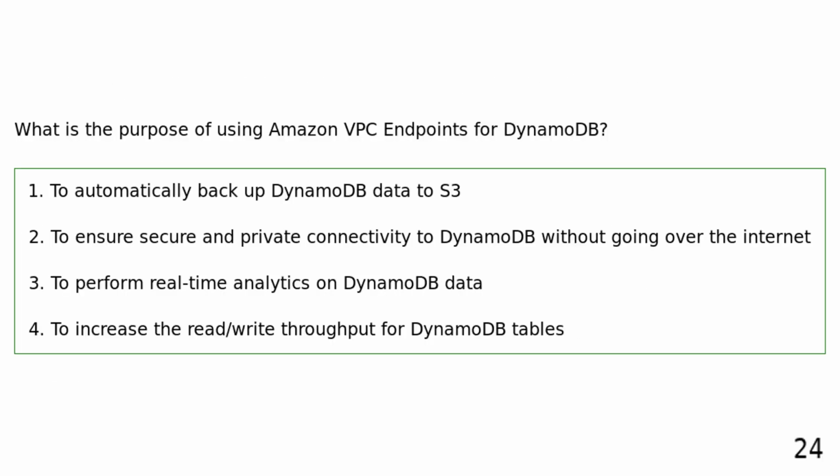What is the purpose of using Amazon VPC endpoints for DynamoDB? To automatically back up DynamoDB data to S3. To ensure secure and private connectivity to DynamoDB without going over the internet. To perform real-time analytics on DynamoDB data. To increase the read/write throughput for DynamoDB tables.